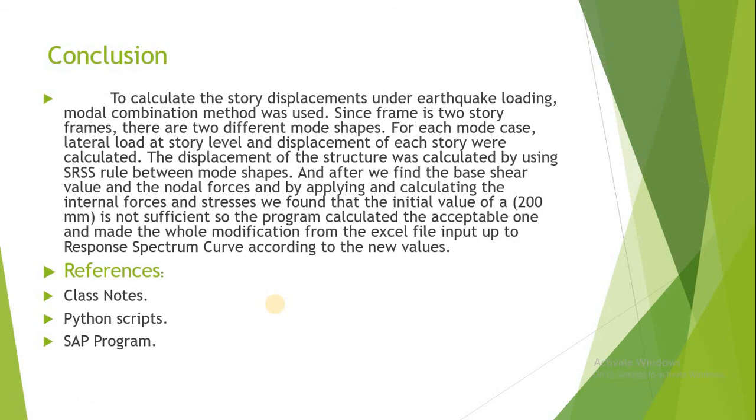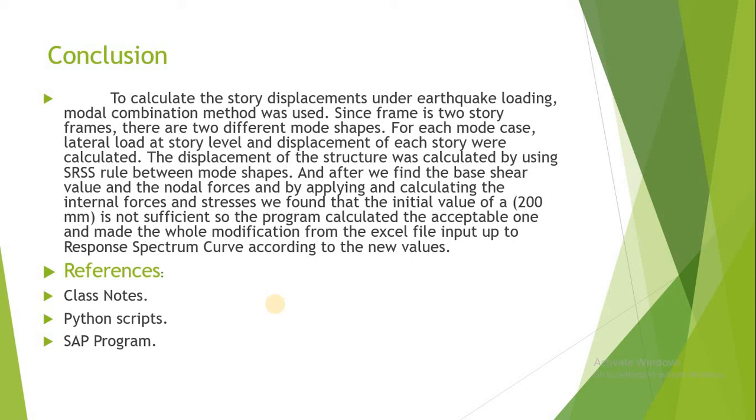As a conclusion, to calculate the story displacement under earthquake loading, the modal combination method was used. Since the frame is a two-story frame, there are two different mode shapes. For each mode case, lateral load at story level and displacement were calculated. The displacement of the structure was calculated using the SRSS rule between mode shapes. After we found the base shear value and the nodal forces, and by calculating the internal forces and stresses, we found that the initial value of A, which is 200 millimeters, is not sufficient.